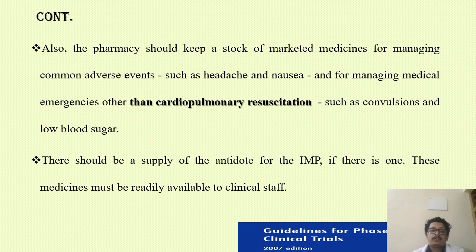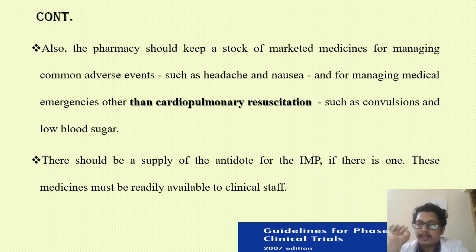So also the pharmacy should keep a stock of marketed medicine for managing common adverse events such as headache, nausea, and for managing medical emergencies other than cardiopulmonary resuscitation such as convulsions and low blood pressure. I think it's a lengthy discussion, but it gives a general sensitization of the clinical pharmacology unit and CP unit and clinical phase 1 trial. So I am continuing in this lecture.